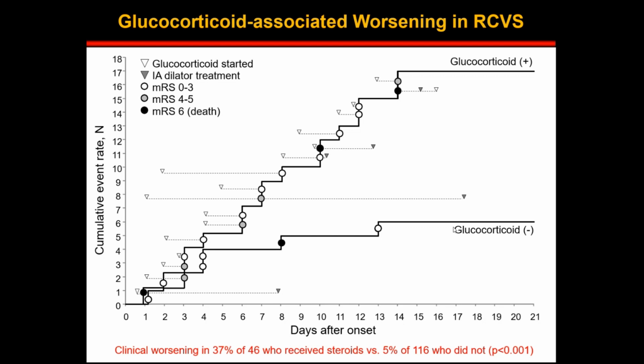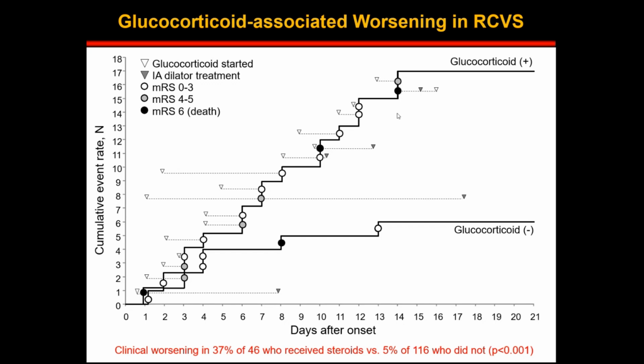This was my study, which caused a lot of eyebrows to be raised. Keith and I did the study. We classified our patients into those who received steroids and those who did not, expecting that the steroid exposed group would do better, but they actually did worse. This is the cumulative event curve where you can see more clinical events in patients who got steroids. The circles here show you the outcome. This is death, the black. The gray is poor outcome, so mRS of 4 or 5. There are much more black and grays in the glucocorticoid exposed patients.